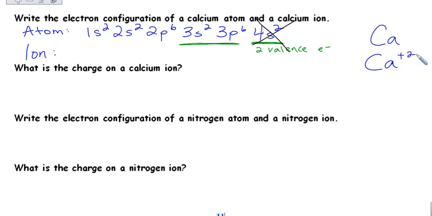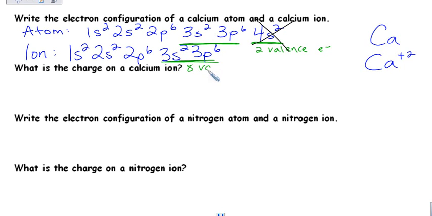So when you do the ion, you have to take the charge into consideration. +2 means lose 2. So the calcium ion is just 1s2, 2s2, 2p6. And then here come my valence electrons. The 3s2, 3p6. Here are my 8 valence electrons. Valence electrons in the calcium ion.